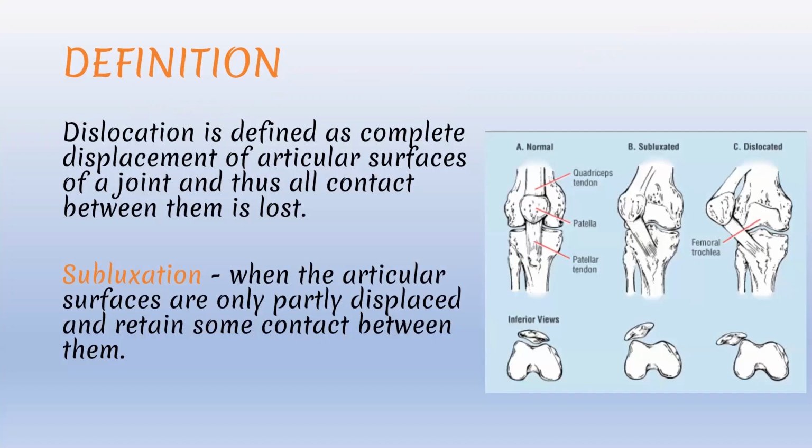Definition: dislocation is defined as complete displacement of articular surfaces of a joint and thus all contact between them is lost. There is another thing known as subluxation, when the articular surfaces are only partly displaced and retain some contact between them. We can see over here, this is the normal knee joint. This is subluxated knee joint, and this one is dislocated knee joint.